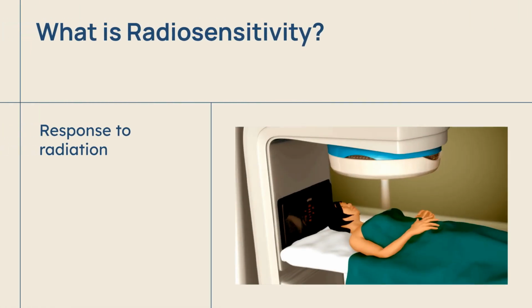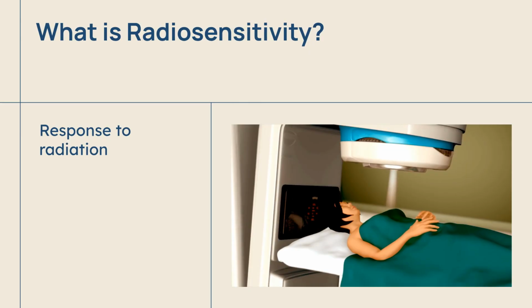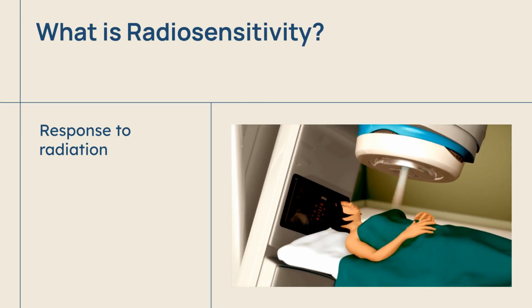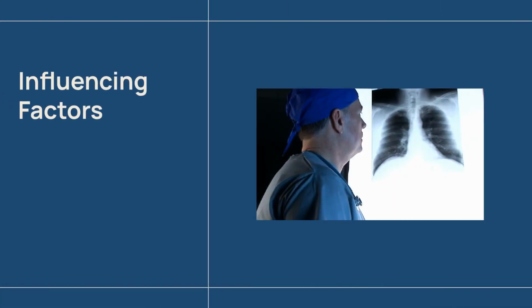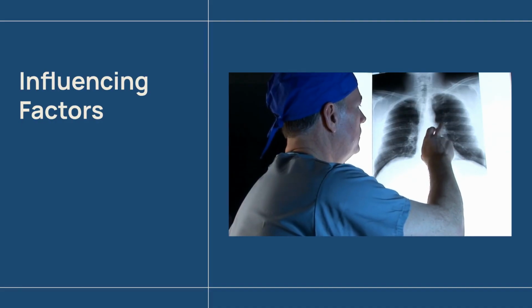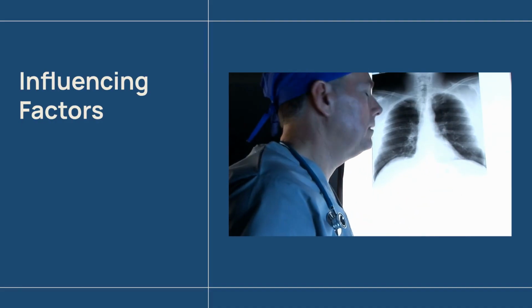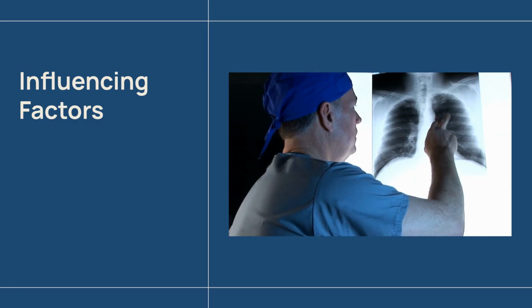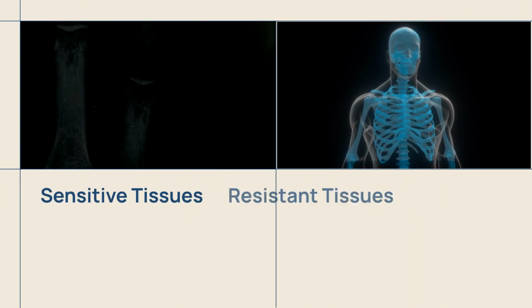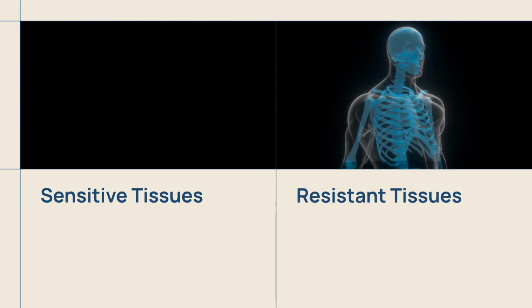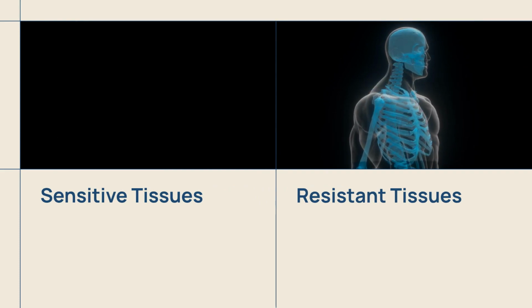Finally, let's explore radiosensitivity of tissues and organs, a critical aspect in radiology. Radiosensitivity refers to the susceptibility of cells, tissues, and organs to damage from ionizing radiation. Several factors influence tissue response, including cell division rate, differentiation, and oxygenation, all important for predicting radiation effects. Highly sensitive tissues include bone marrow and reproductive organs, while muscle and nerve tissues tend to be more resistant.